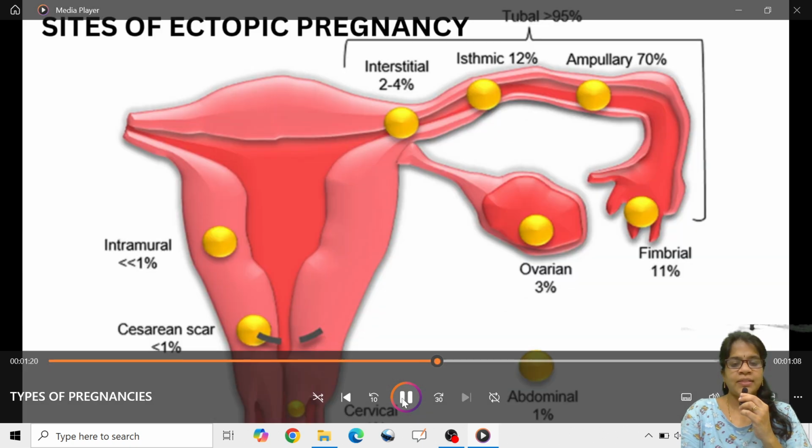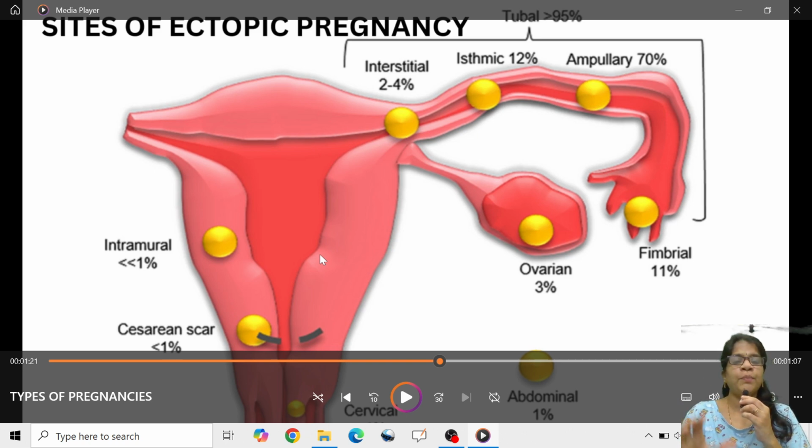Now let's see the sites of ectopic pregnancy. I told you, other than the uterus, the baby can grow anywhere in the female reproductive system. It could be the interstitial part, the isthmus part, the ampullary part, the fimbrial part, or the ovarian part. So these are all the common sites for your ectopic pregnancy. And also I gave you the percentage.